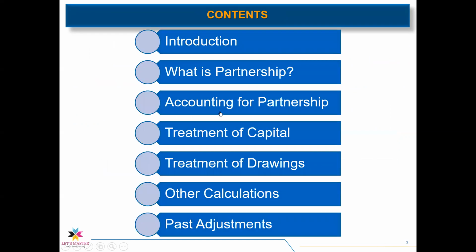So that's pretty much about the treatment of capital and interest on capital, and treatment of drawings and interest on drawings. Now, we will publish another video in this series, and in that we will talk about other calculations and past adjustments.